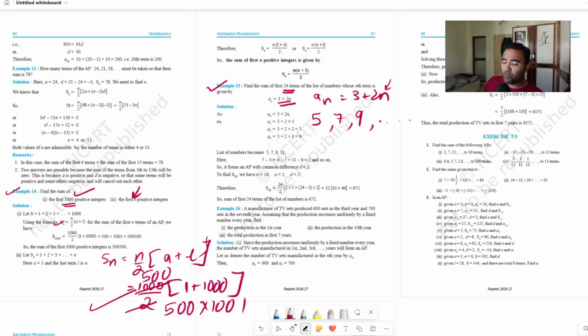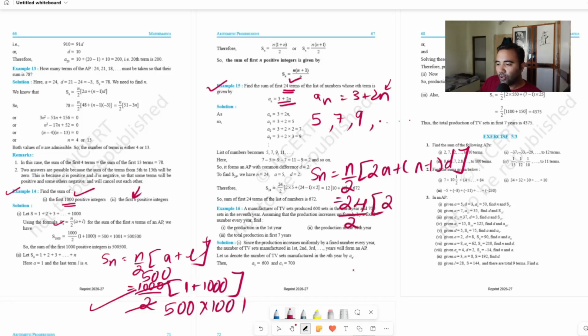Find the sum of first 24 terms. What is the formula for sum? n by 2, 2a plus n minus 1 d. Okay, so they are asking us to find the sum of 24 terms. So 24 upon 2, 2 into what is a? a is 5. 24 minus 1, 23. What is d? Common difference is again 2. So far so good. Chalo.